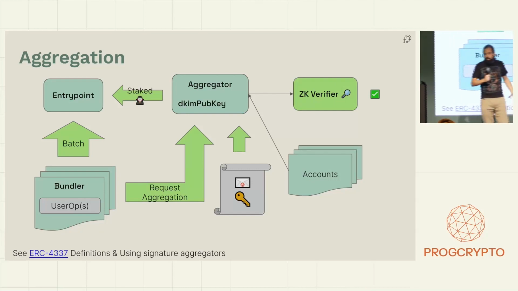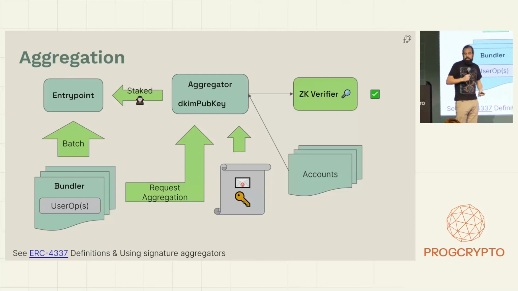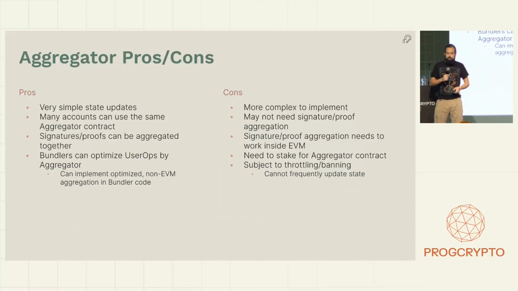as just one simple operation. Then, when the bundler gets a lot of UserOps that are using that aggregator, it can request that it aggregates those signatures or proofs together, and then it will construct a batch that goes through an aggregated entry point into there. And so through that, we're able to have that common field that they're able to use and still update it. But there are some trade-offs with this as well.